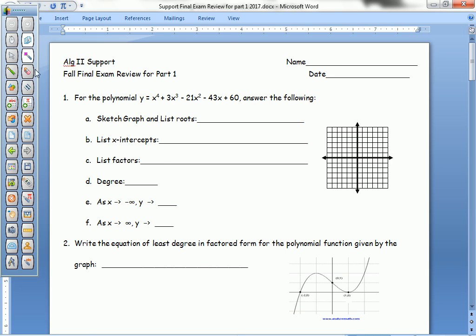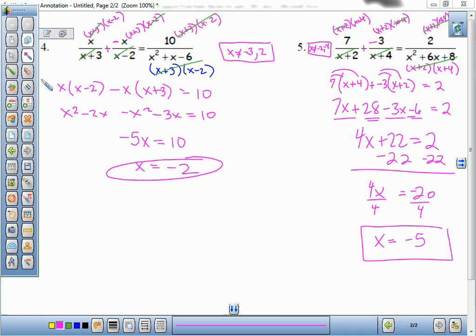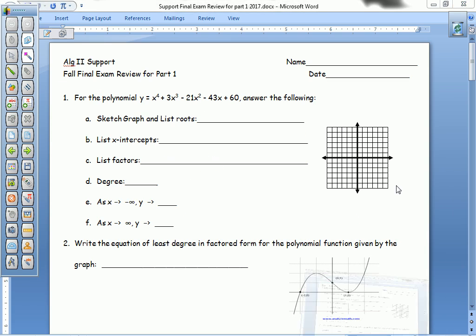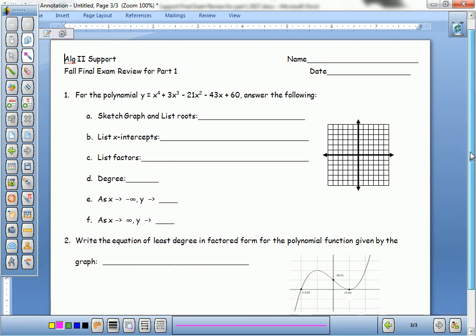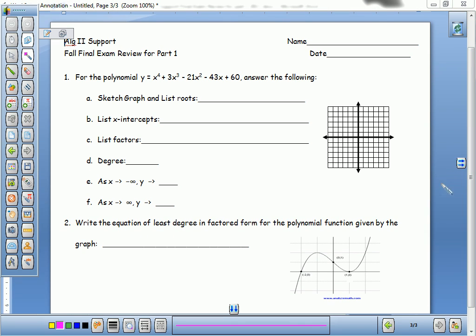All right, so here we go. And we're going to do a little bit every day until we're all done. This takes us all the way back to polynomial equations. It asks us to sketch the graph and list the roots, find the x-intercepts.